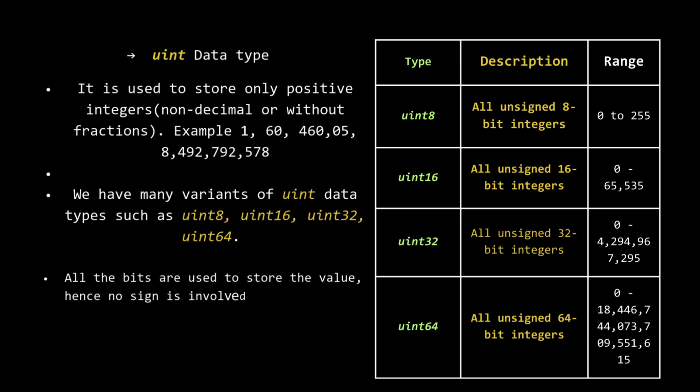We have many variants of the unsigned int data type, such as unsigned int 8, unsigned int 16, unsigned int 32, and unsigned int 64. So the more the values increase, from 8 to 16 to 32 to 64, there's a significant increase in the magnitude and range of values that it can store. Also, all the bits are used to store the values, hence no sign is involved, making the unsigned integer have higher values than the int range.